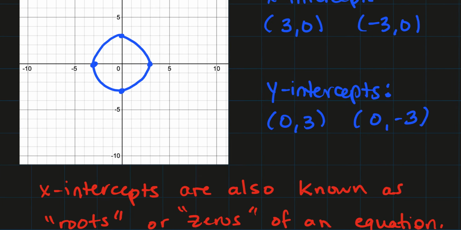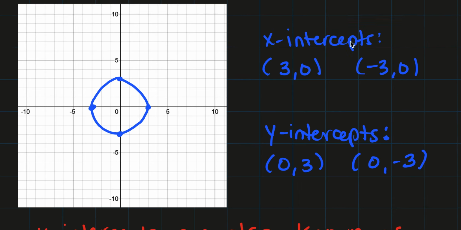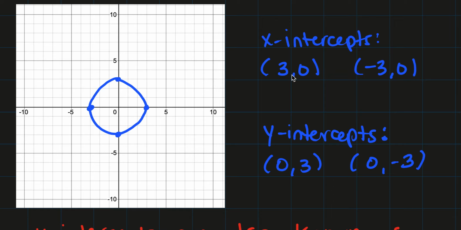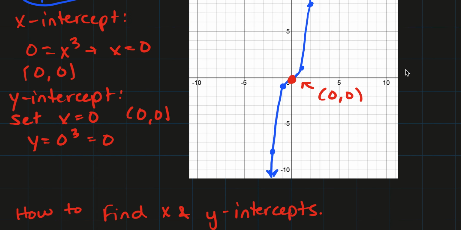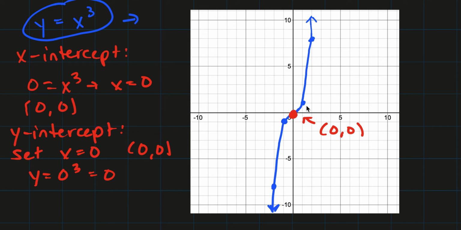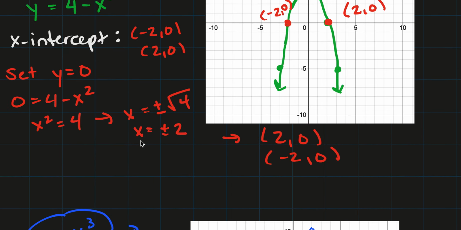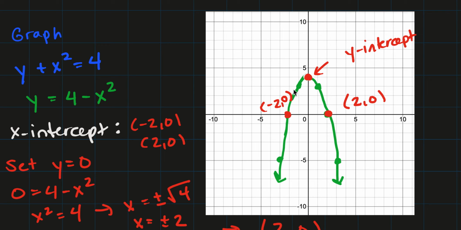So if I ask you for the roots of this circle, or if I ask you for the zeros of this circle, you're going to give me the x-intercepts. Okay, so you're going to say 3, 0 and -3, 0. Let's go back to the one above. If I asked you for the roots of this equation, y is equal to x cubed, you'll say 0, 0. That's the x-intercept. Let's go up one more. What are the zeros of this equation, this parabola? You're going to tell me, oh, it's -2, 0 and 2, 0. So x-intercept also means roots, also means zeros of a function.